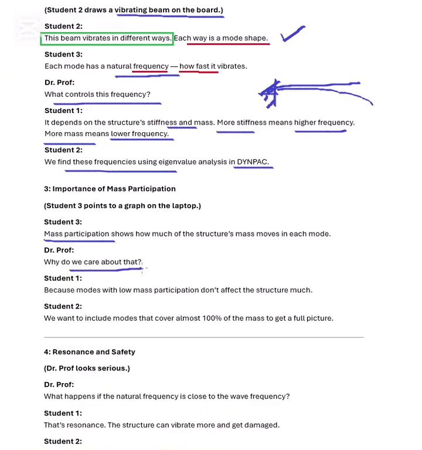Why do we care about that? Because modes with a low mass participation factor don't affect the structure much. We want to include the modes that cover almost 100% of the mass to get the full picture of how it's going to behave. That's not practically possible, but if it is more than 90% or 95%, that should give a reasonable and reliable picture.